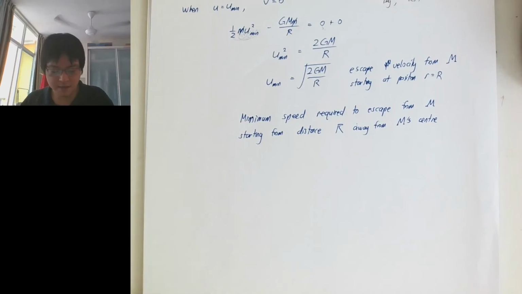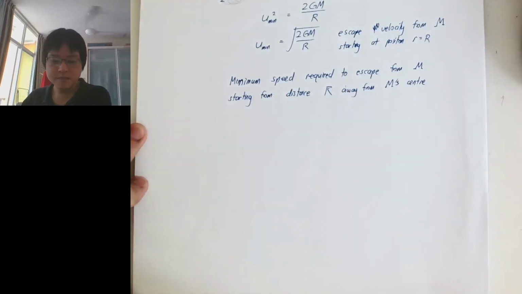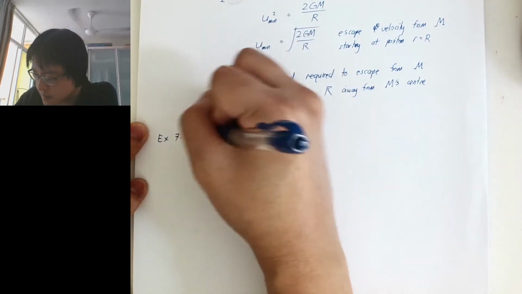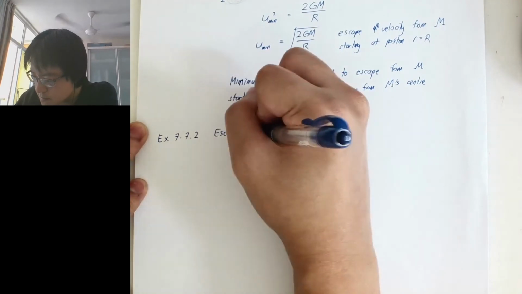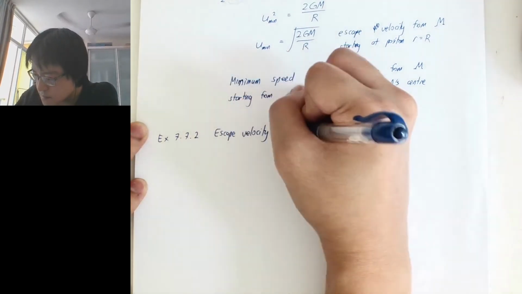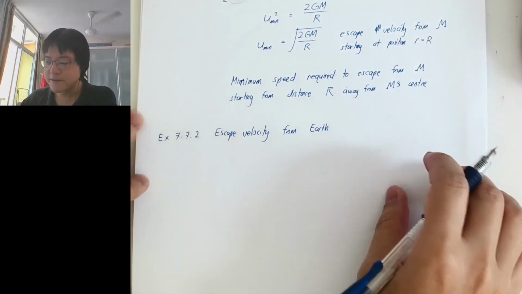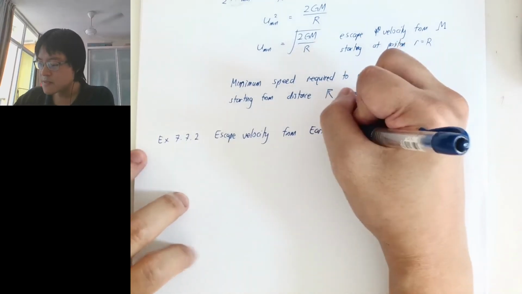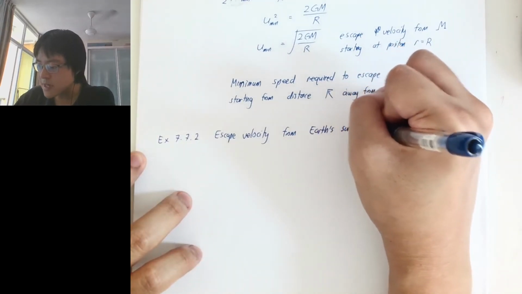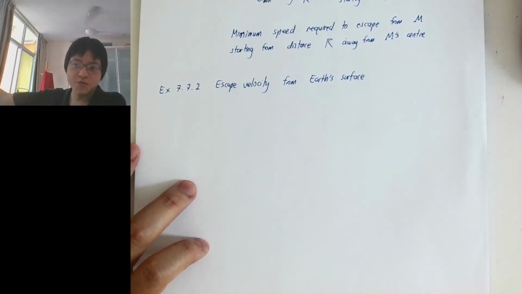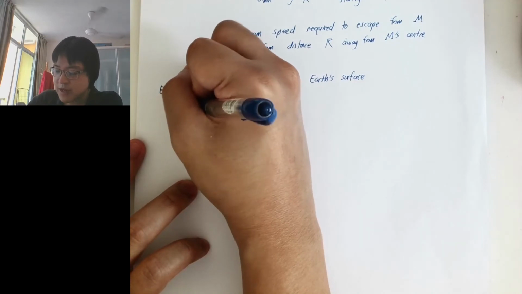Okay, so let's calculate a simple example. Simple example is this 7.72. Escape velocity from Earth's surface. Okay, so nothing much to do here. Just give us a feeling of the numbers, right? So from Earth's surface. So starting from the surface of the Earth, what is the minimum velocity that you need to escape from Earth, right?